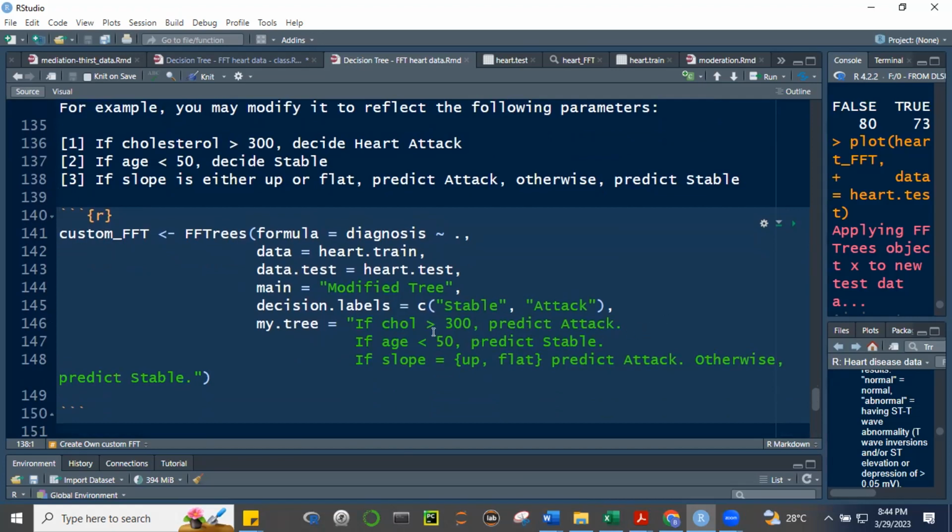Kung less than 50 yung age, pwede nating sabihin, example lang to kasi it's not necessarily na less than 50, stable yan. Kasi meron tayong mga instances na batang-bata, di ba, namamatay sa heart attack. Okay, if slope is up or flat, then predict attack. Otherwise, lagyan natin dito para nasa isang line. Otherwise, predict stable. All right?